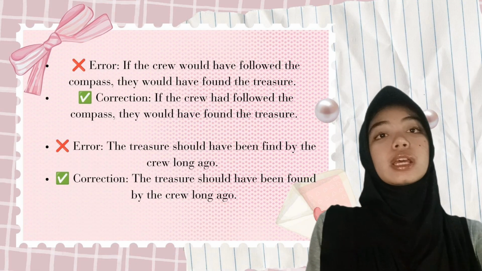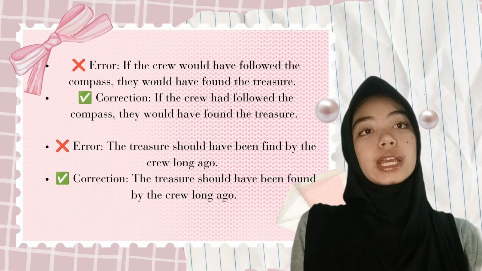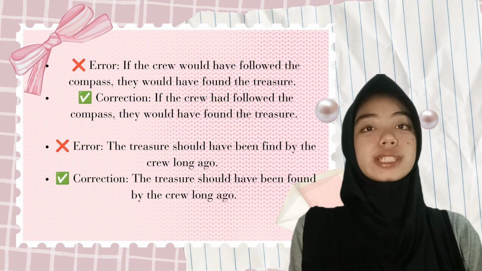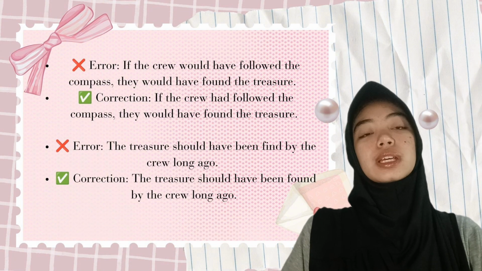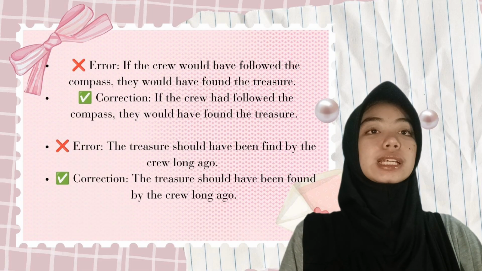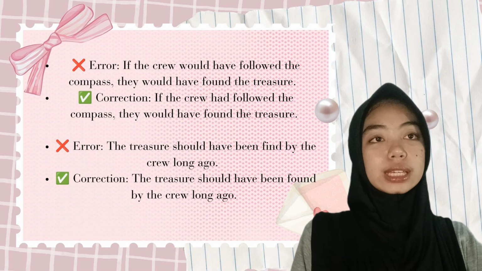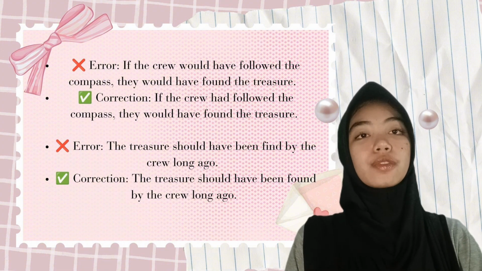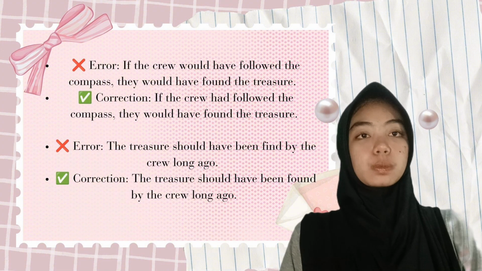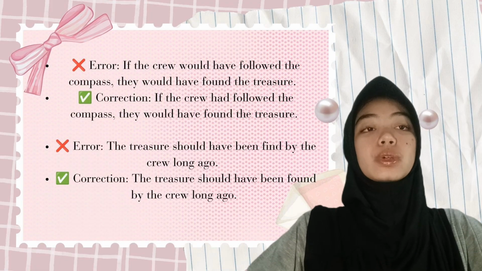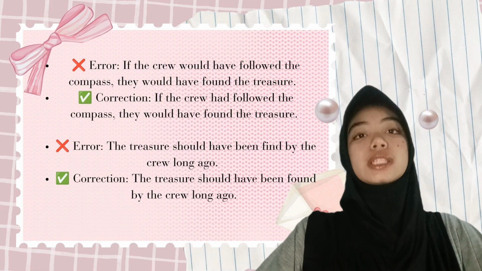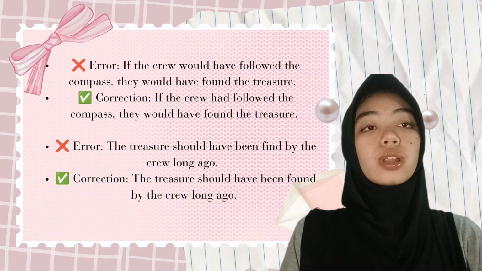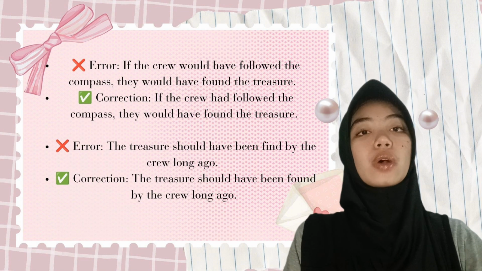Sentence number 1, use would have followed in the if clause. This is an error in a conditional type 3, which describes an unreal situation in the past. The grammatical rule is if plus past perfect, subject plus would have plus past participle. Therefore, the form would have must not appear inside the if clause. The correct sentence is, if the crew had followed the compass, they would have found the treasure.